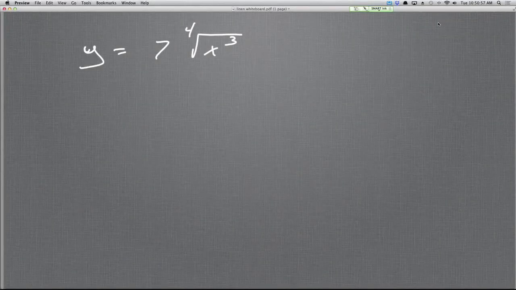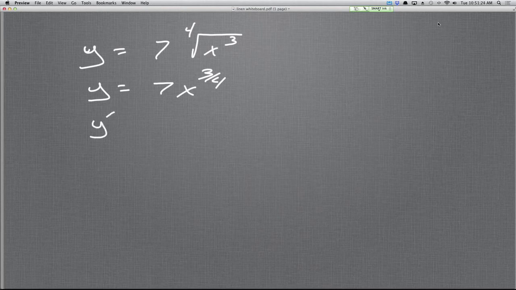We're going to have y equals 7 times the 4th root of x cubed. So what should I do first to this one? Put it in exponential form, which makes it 7x to the 3/4. Now I can take the derivative. So that's going to be 21 over 4 x to the what? Negative 1/4.